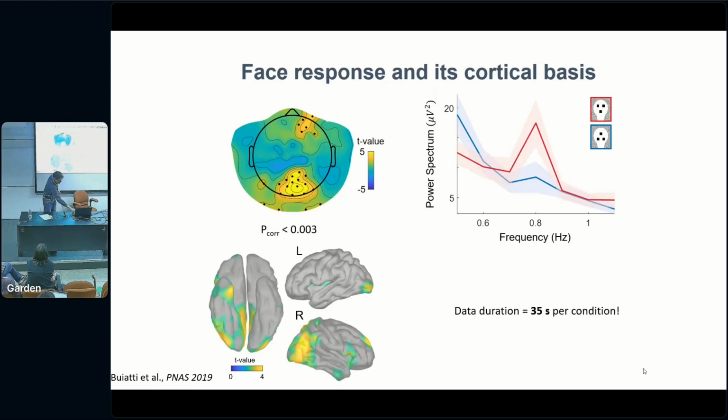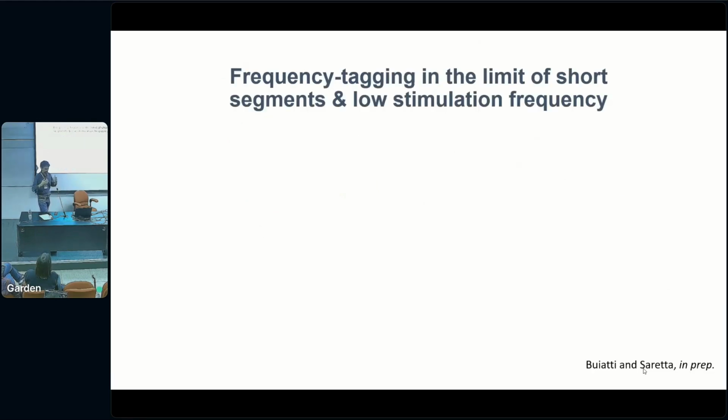The important thing methodologically here is that the average data for each condition is 35 seconds, after, of course, cleaning artifacts and being attentive to fixation times. So this is very short, and we are really at an extreme. This is why in the very last part of the talk, I am going to mention 2 very recent methodological investigations I did to address this problem, which is frequency tagging in the limit of short segments because they are infants, and low stimulation frequencies because of the reasons I just told you.